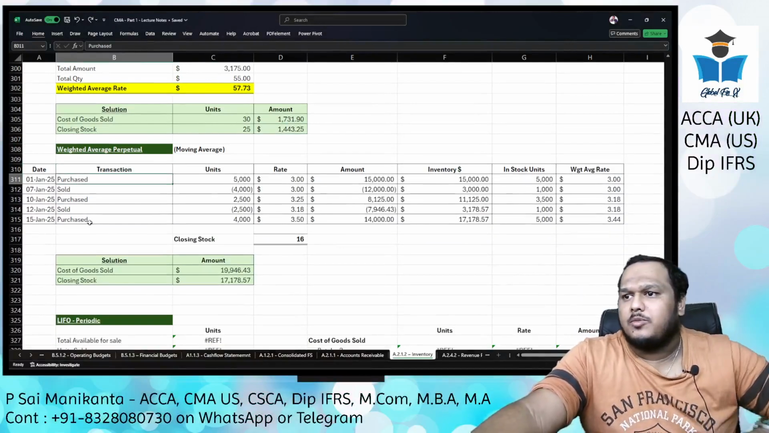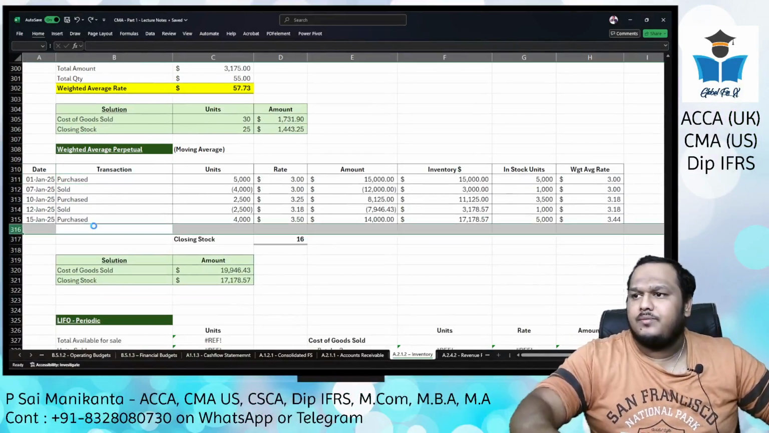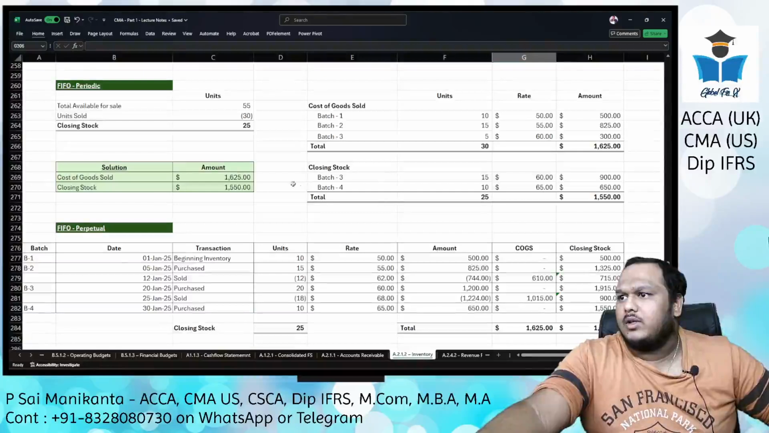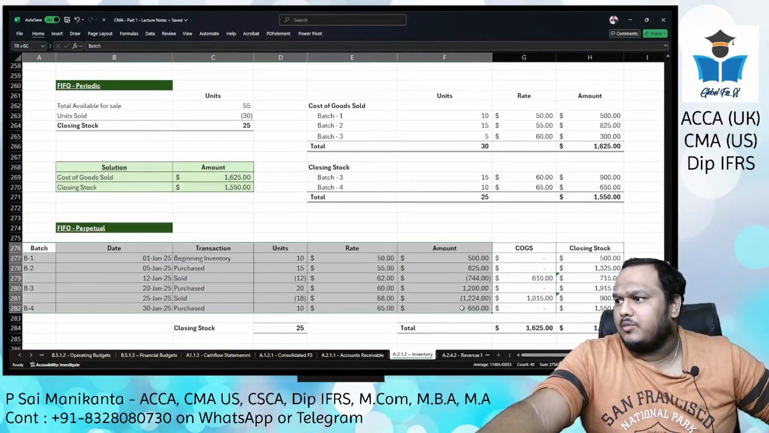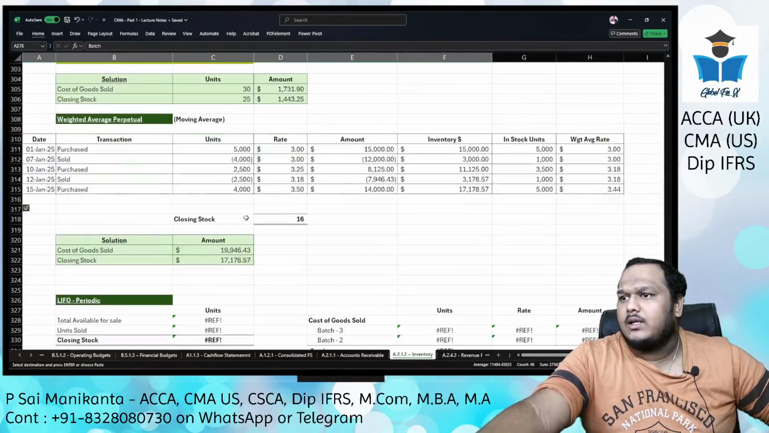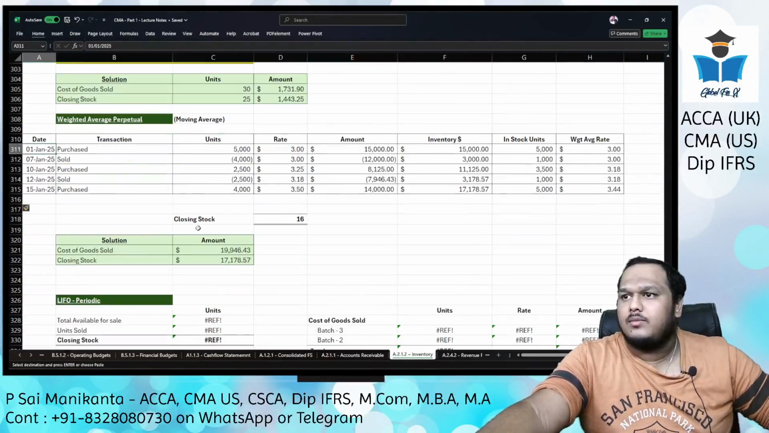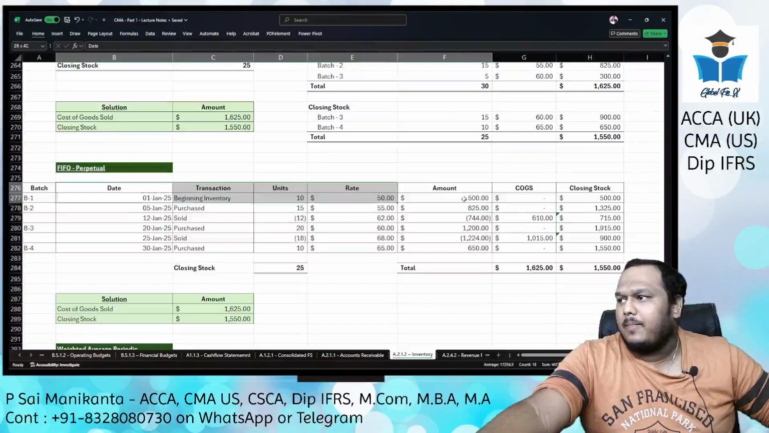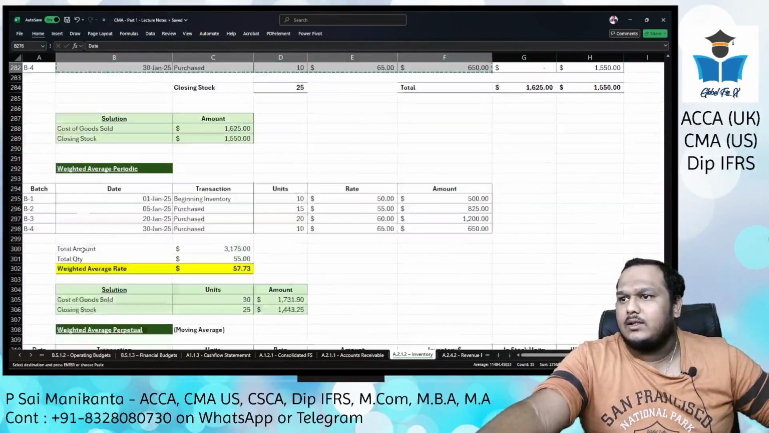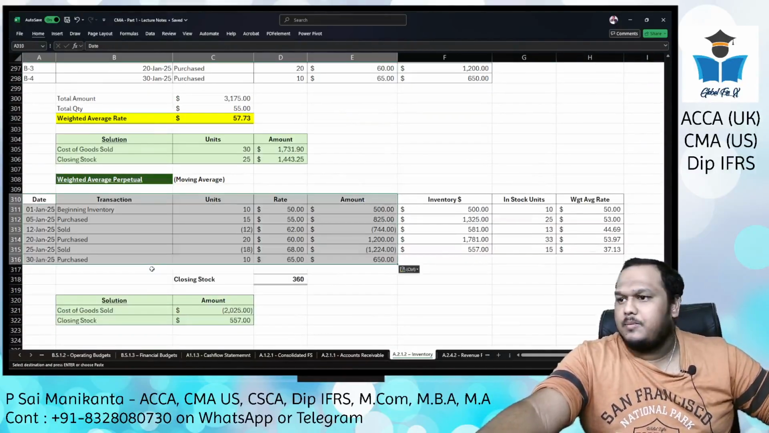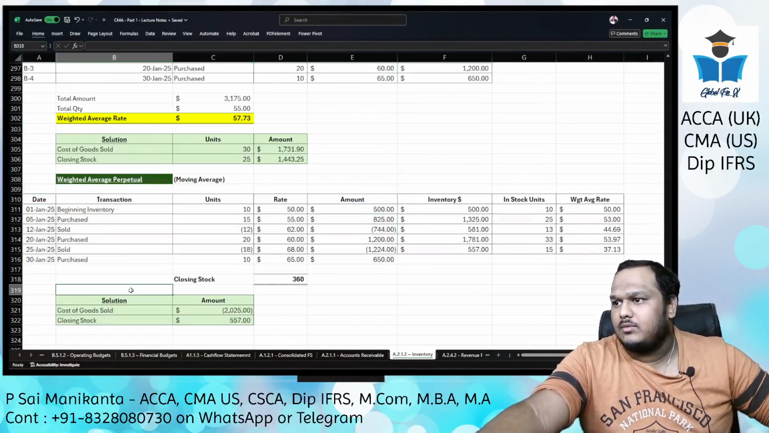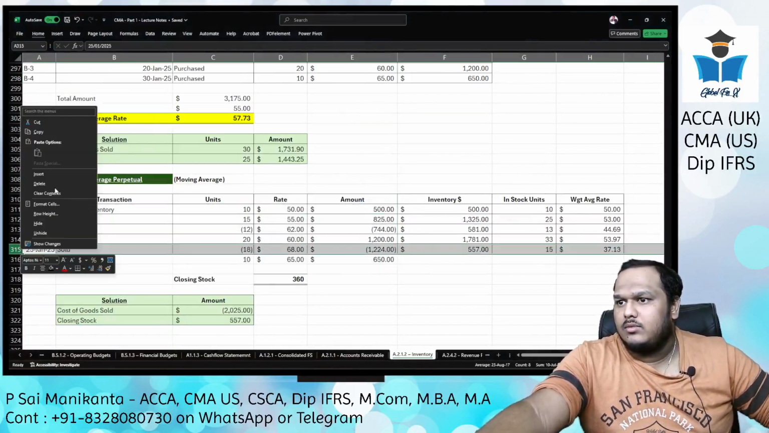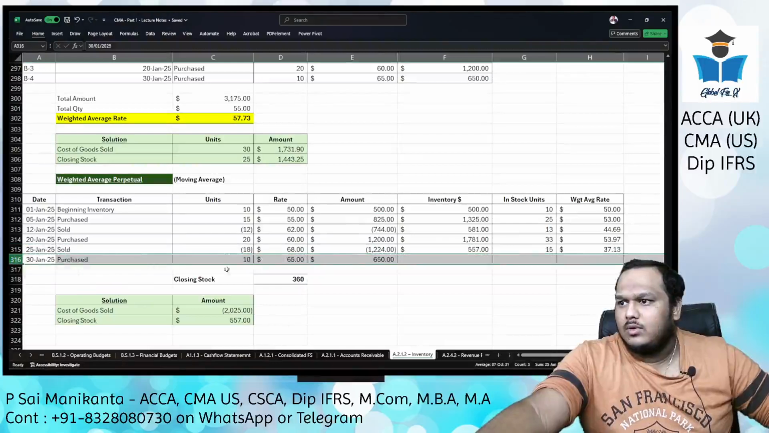So weighted average perpetual, I think I need to add one more here and then bring up the data from here. Copy that. Okay, we don't need batch information, so we need some date. So copy that, paste it here.